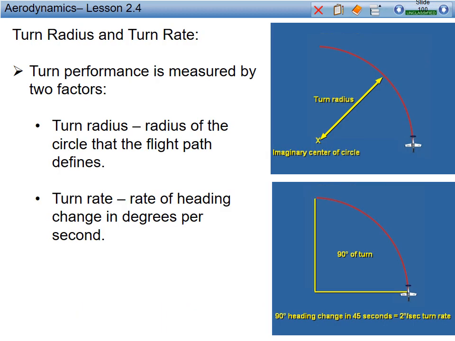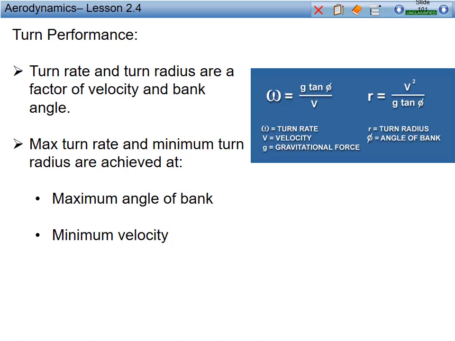Turn radius and turn rate. Turn performance is measured by two factors. Turn radius, the radius of the circle that the flight path defines, and turn rate, being the rate of heading change in degrees per second. Turn rate and radius are a factor of velocity and angle of bank. Maximum turn rate and minimum turn radius is achieved at maximum angle of bank, minimum velocity.